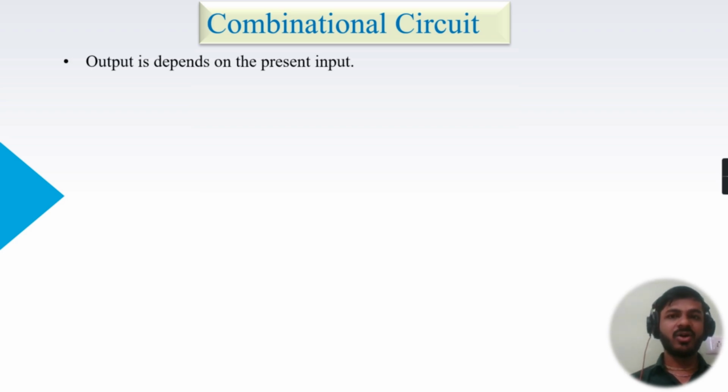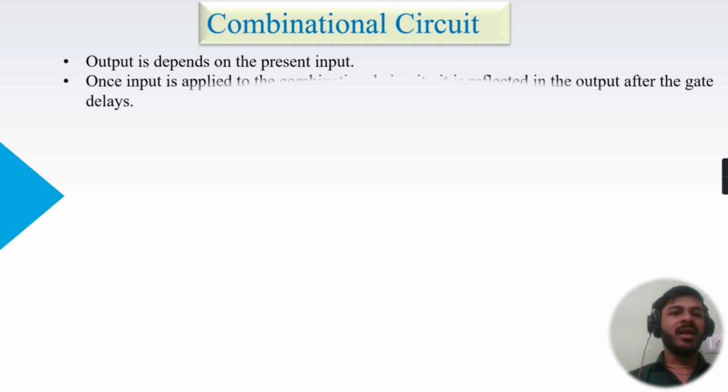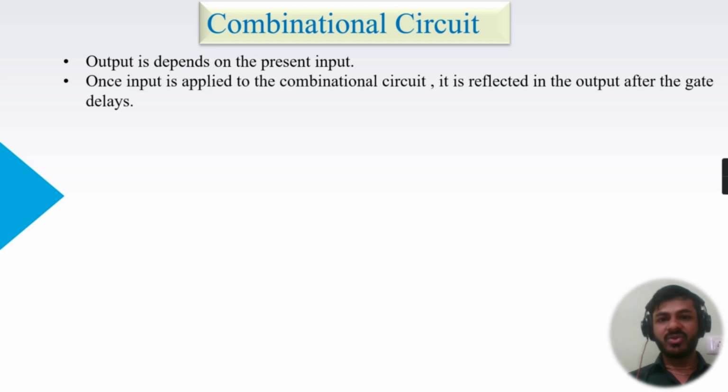So basically, what is a combinational circuit? In combinational circuits, output depends on the present input. Once input is applied to the combinational circuit, it is reflected in the output after the logic gate delays. And as it depends on the present input, it does not have any memory elements.